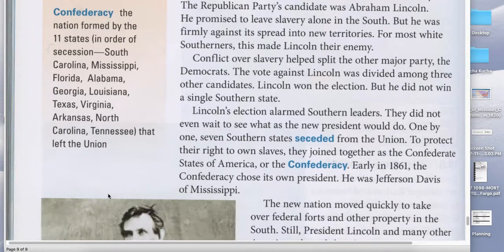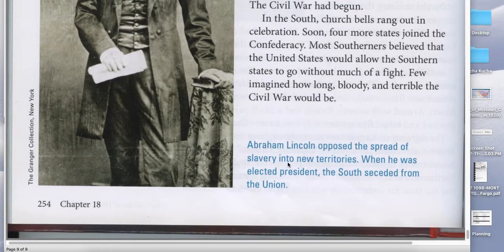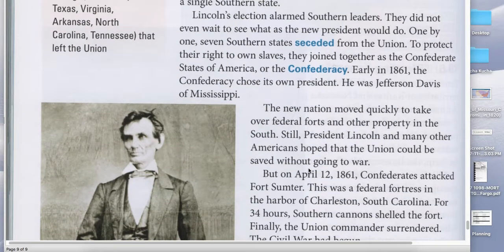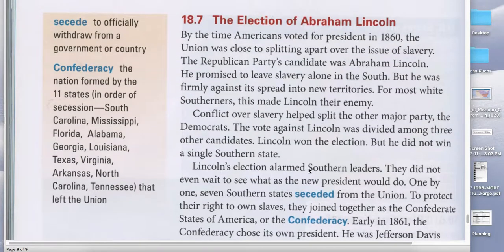Then, of course, we have Abraham Lincoln, and if we read this caption here, Abraham Lincoln was a free soiler. He didn't want to spread slavery to the new territories. This upset the South, and so when he was elected, the South decided to secede. They knew that the person that was elected maybe meant the end of slavery. So, 18.7, the election of Abraham Lincoln.